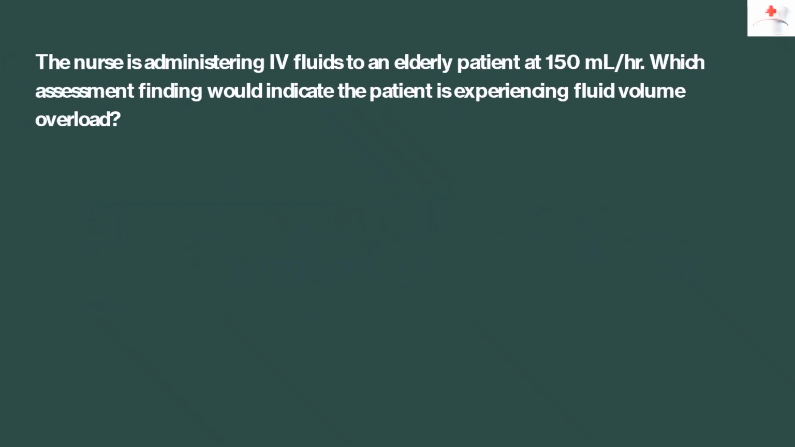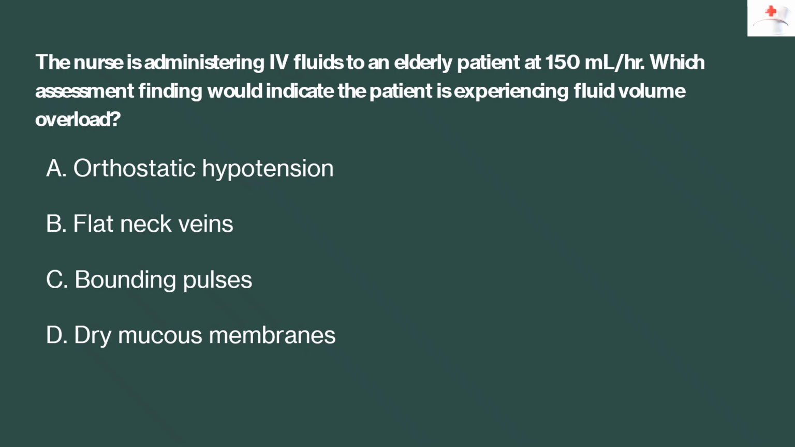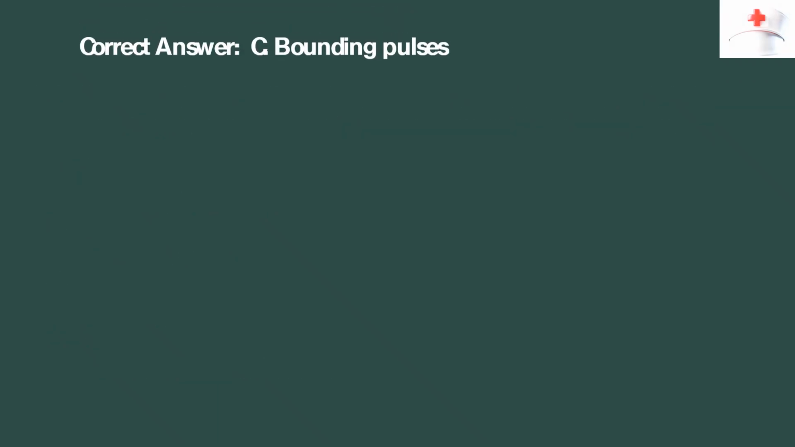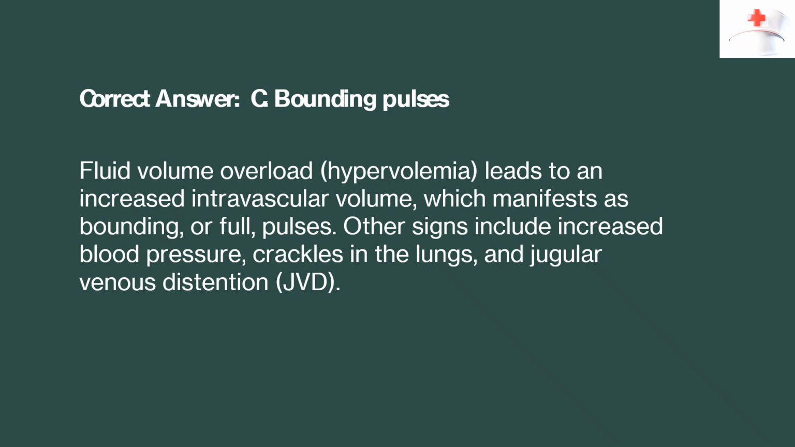The next scenario. The nurse is administering IV fluids to an elderly patient at 150 milliliters per hour. Which assessment finding would indicate the patient is experiencing fluid volume overload? A. Orthostatic hypotension. B. Flat neck veins. C. Bounding pulses. D. Dry mucous membranes. The correct answer is C. Bounding pulses. Fluid volume overload, hypervolemia, leads to an increased intravascular volume, which manifests as bounding or full pulses. Other signs include increased blood pressure, crackles in the lungs, and jugular venous distension, JVD.